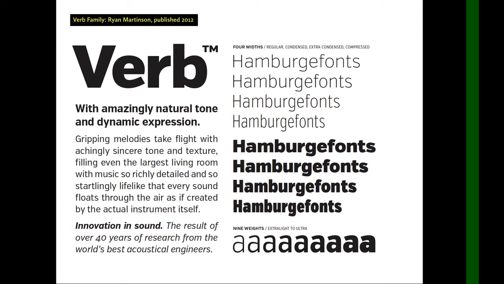All right, the Verb family, which was published in 2012 by Ryan Martinson. Let me see, it has 4 widths and 9 weights. So this is a fairly large multi-weight, multi-width family. And you can see from the letter styles, this is actually a humanist style sans serif family.